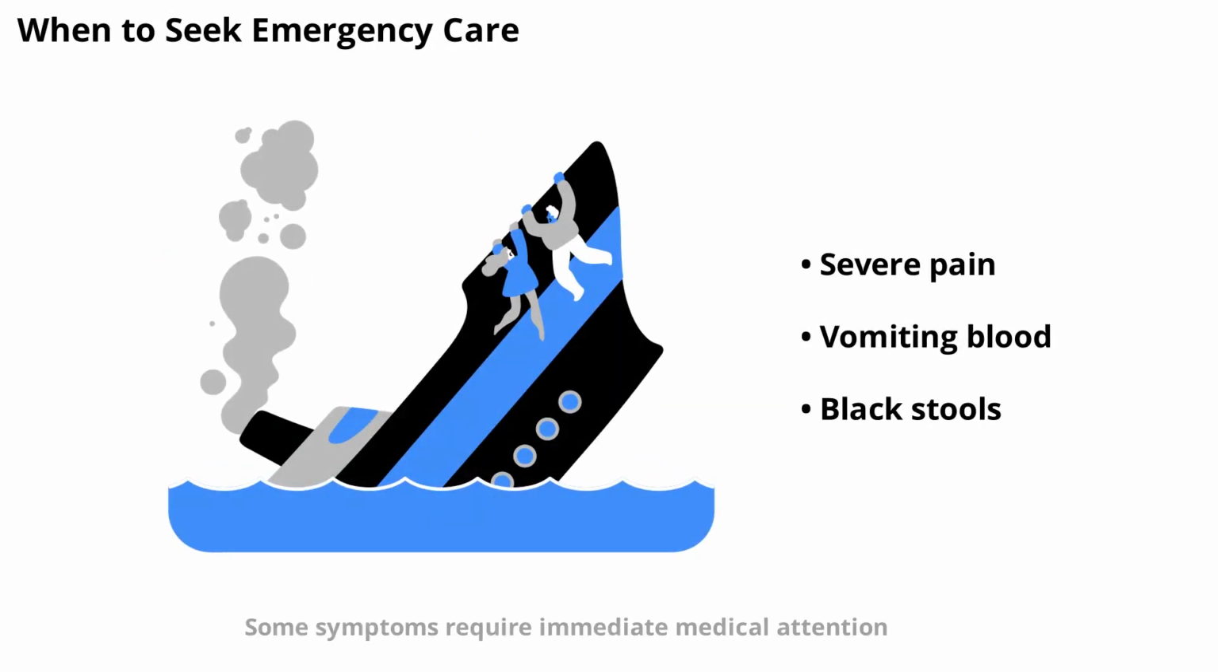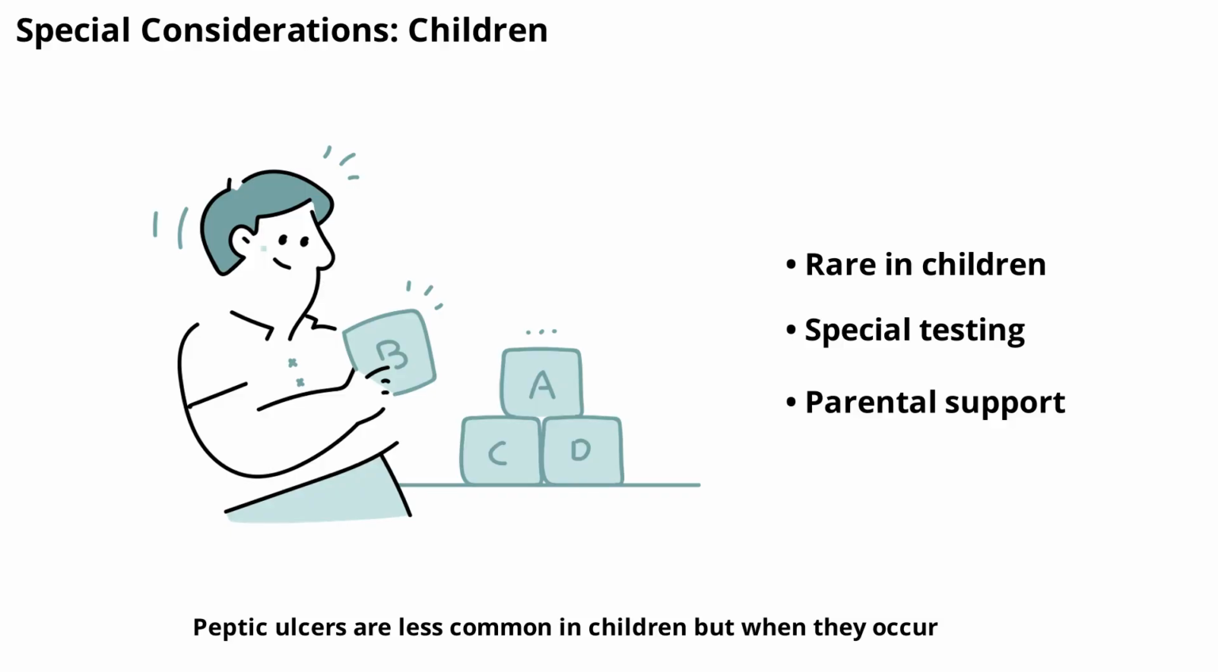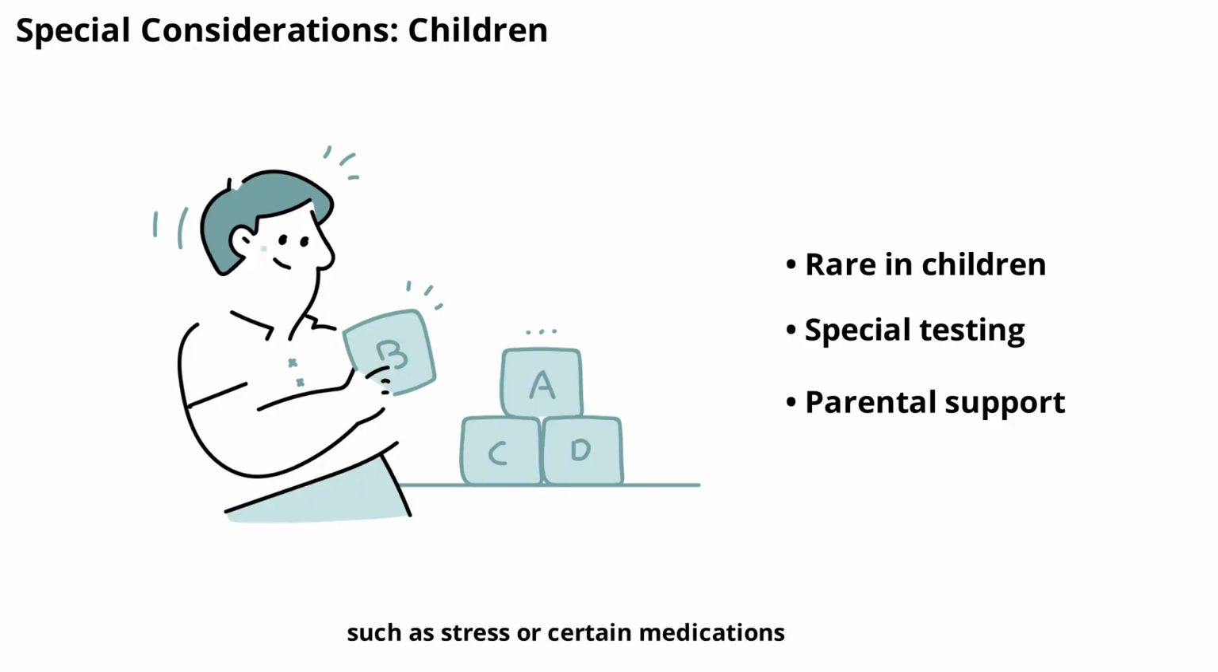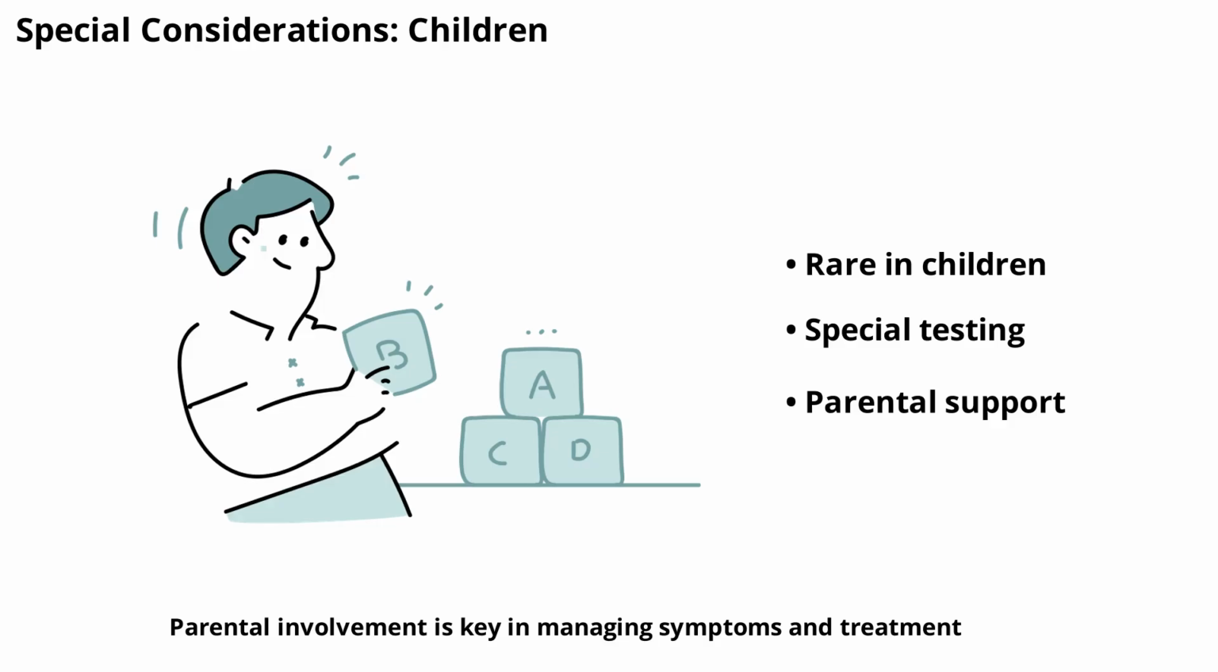Some symptoms require immediate medical attention, such as severe abdominal pain, vomiting blood, or black tarry stools. Doctors educate patients about these warning signs and stress the importance of seeking emergency care if they occur. Peptic ulcers are less common in children, but when they occur, diagnosis can be more challenging. Doctors use age-appropriate tests and consider different causes, such as stress or certain medications. Parental involvement is key in managing symptoms and treatment.